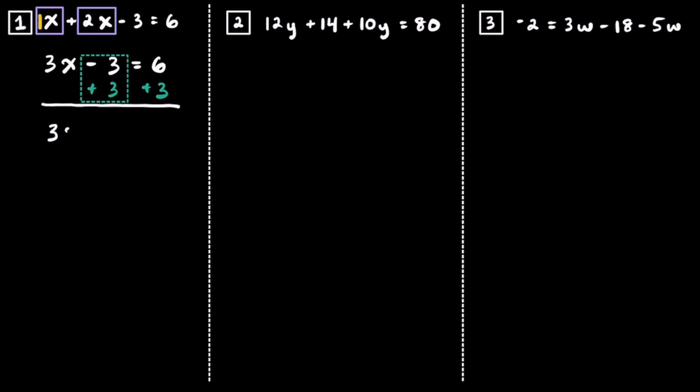And adding the 3 to the negative 3, we're going to get 0, so that's going to be 3x plus 0. And adding 3 to 6 on the other side, we're going to get 9. By the identity property, we can go ahead and drop that 0 and just say that 3x is equal to 9, or 3 times x is equal to 9.